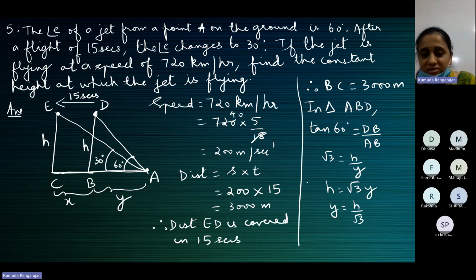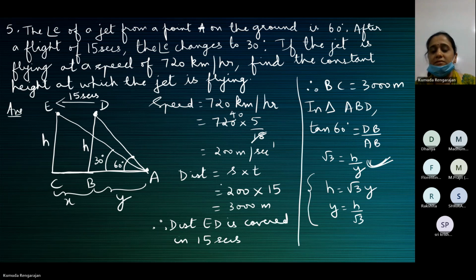Even if this is difficult to decide, just leave it here. You can come back later. Just leave it here and do the next triangle. So actually, when you cross multiply, you get h is equal to root 3y. You can also write y is equal to h by root 3. And this is what we want, because in the next equation, instead of y, we are going to write h by root 3. And we want h in the equation so that we can find its value.